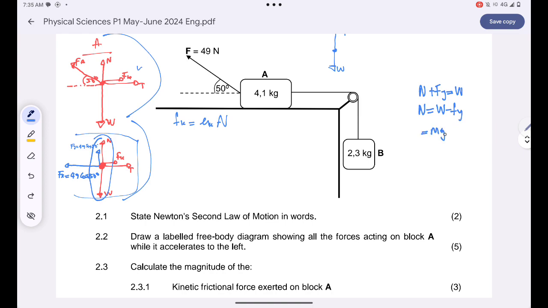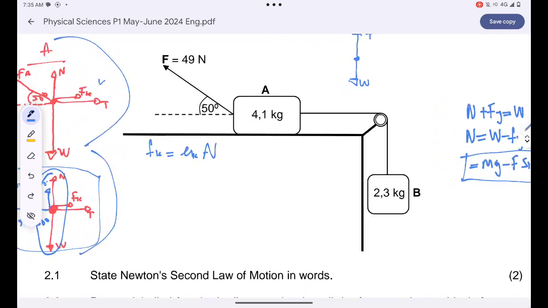But what is weight? Weight is simply mg minus F, which is the force applied, sine of theta. So this will give me the normal force in this situation. So now all I have to do is to just substitute.